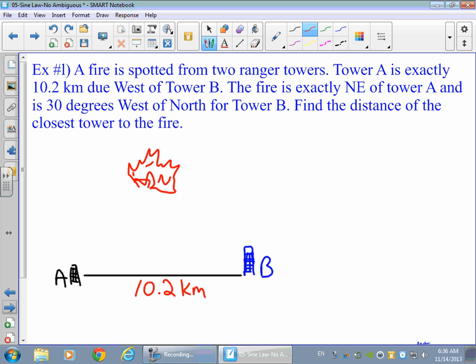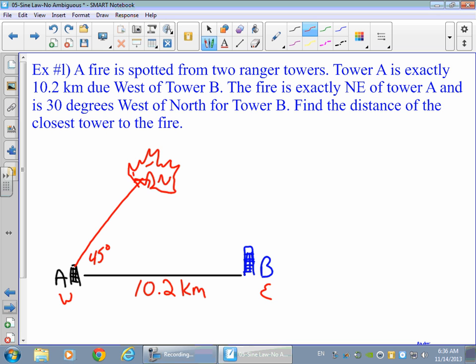I'd already sort of started, but Tower A is to the west of Tower B, and Tower B is to the east of Tower A. 10.2 kilometers between them. The fire is exactly northeast of Tower A. So here's my fire. My angle to that is northeast, and northeast makes it 45 degrees.